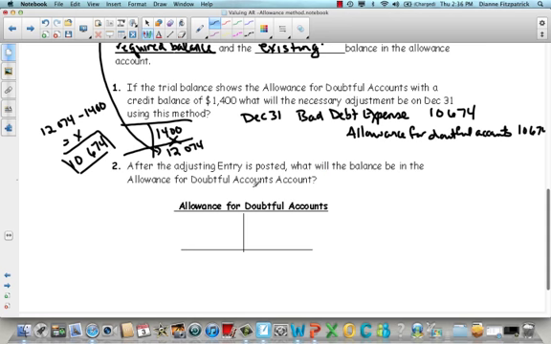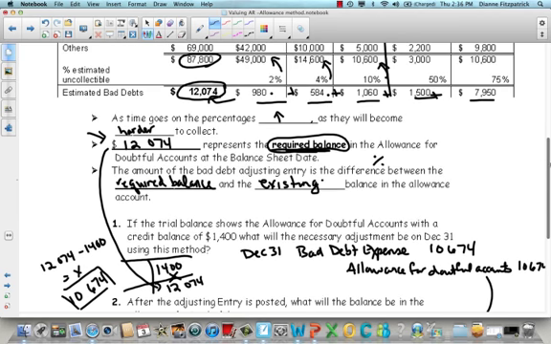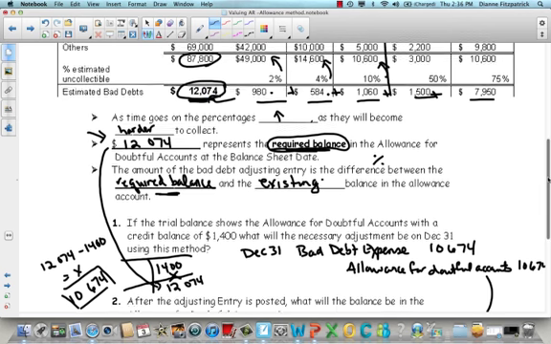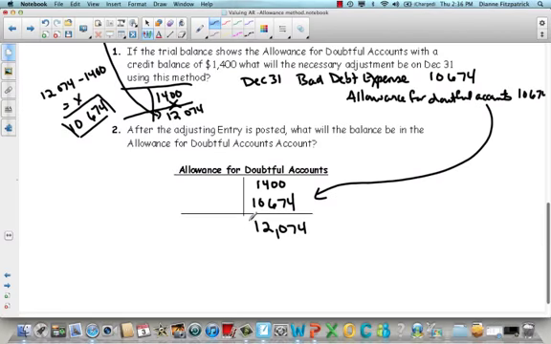what will the balance be in the allowance for doubtful accounts? Well, we just did that math there. We had 1,400. We are going to post this into the account now. So our balance should be 12,074. Oh, cool. That's what we want it to be. Remember up here? This number that we calculated when we did all of our percentages is the required balance. So there we have it. This is our required balance in our allowance for doubtful accounts.